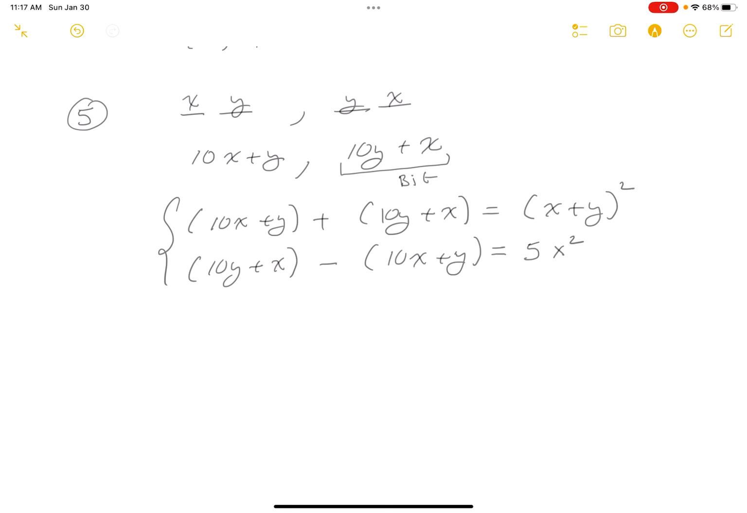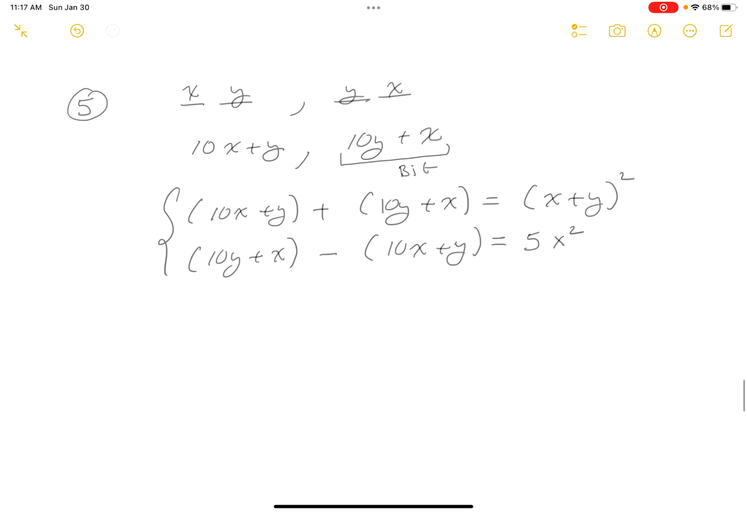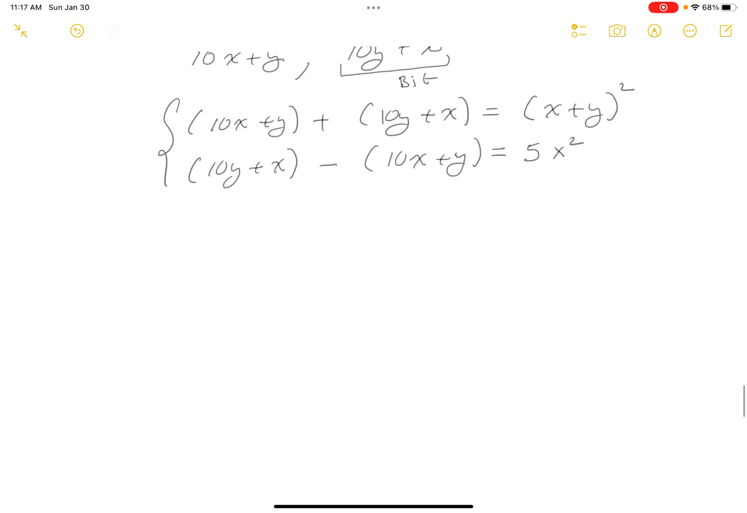So here's my problem. This looks terrible, absolutely awful. It's got so much going on. I'm going to simplify and see what happens. You would get 11x plus 11y equals x plus y, squared. And on the other side, I've got to be really careful. 10y minus y is minus 9y.